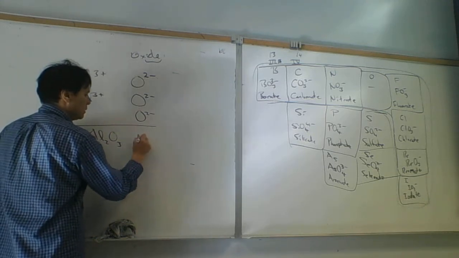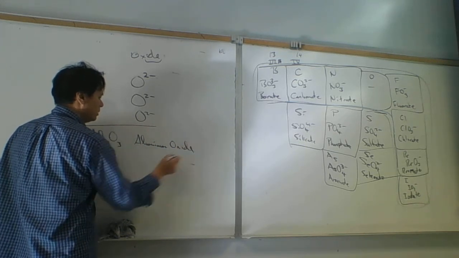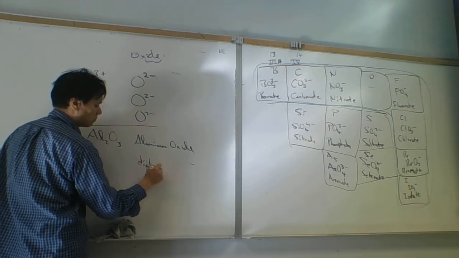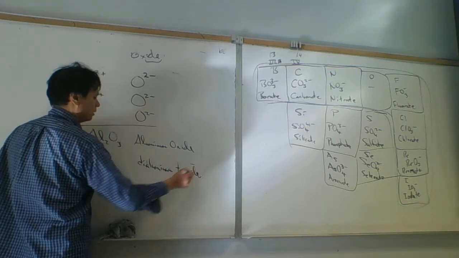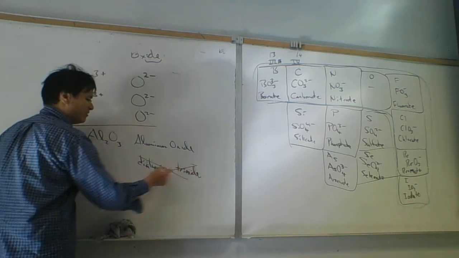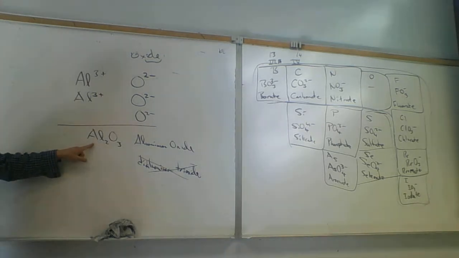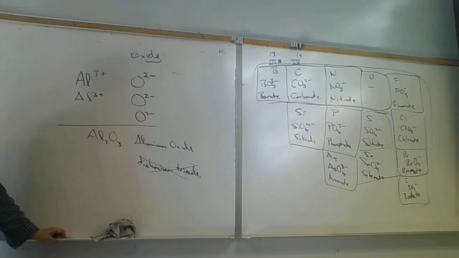And so we call this aluminum oxide, but we would not call this dialuminum trioxide. Why? We just use aluminum oxide because dialuminum trioxide would be for binary. Well, is this binary? Actually, this is binary. So maybe we should use it. But it's for binary molecular.